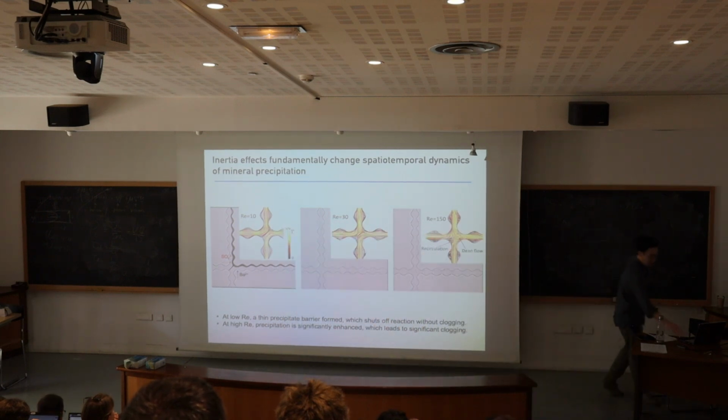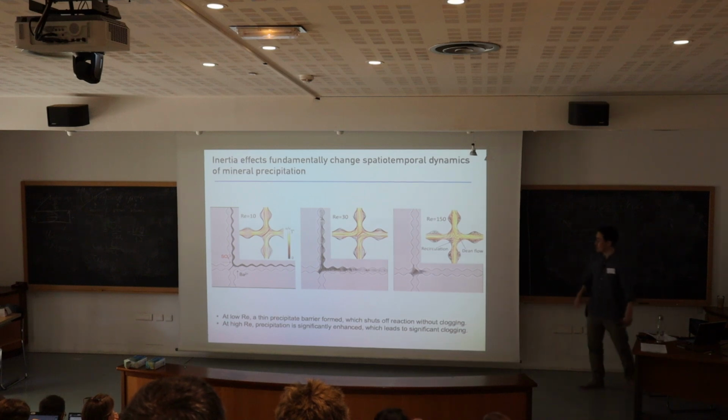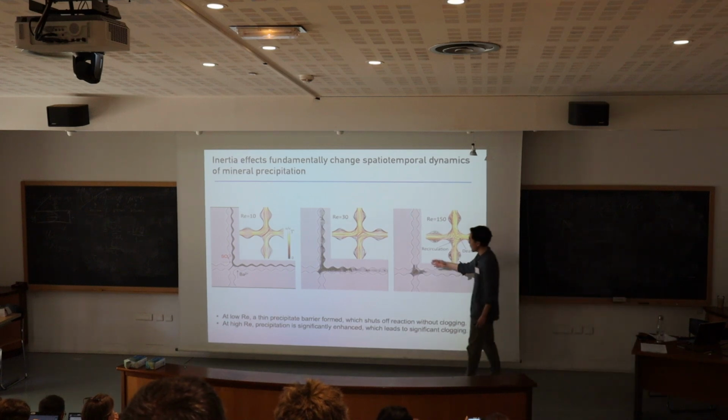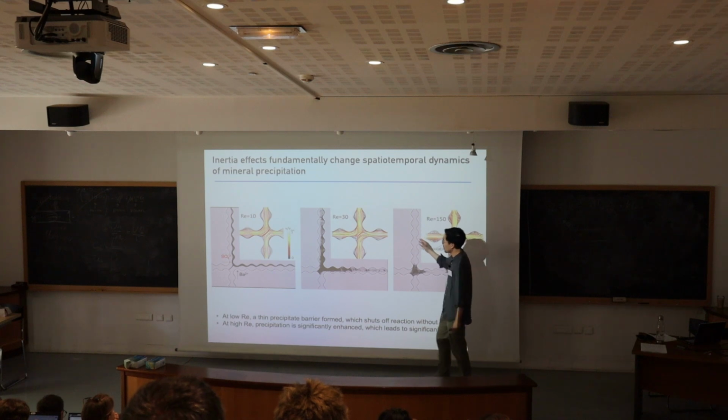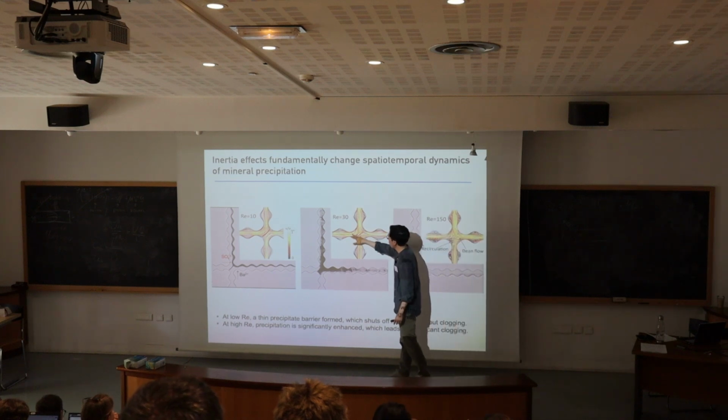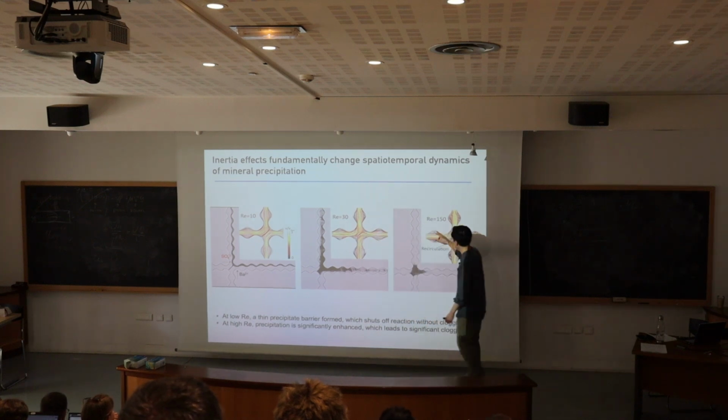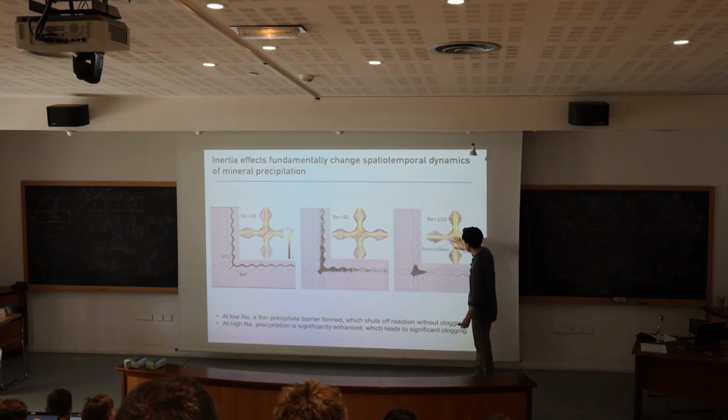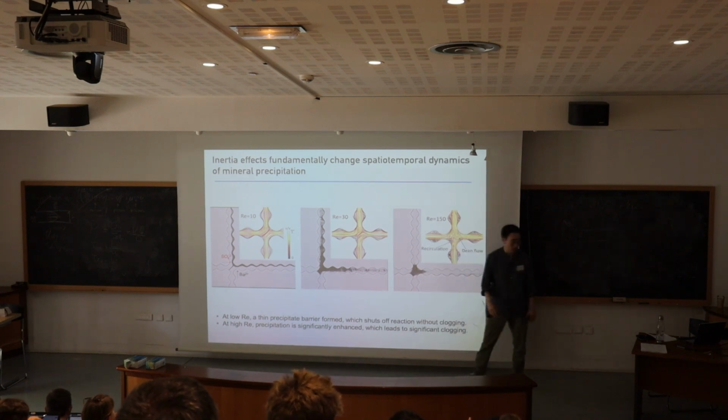And then we are step by step just increasing the flow rate. And you see the systematic change in the precipitation pattern, right? And this can be explained by emergence of this three-dimensional flow pattern. And in this case, you see a very enhanced localized clogging.